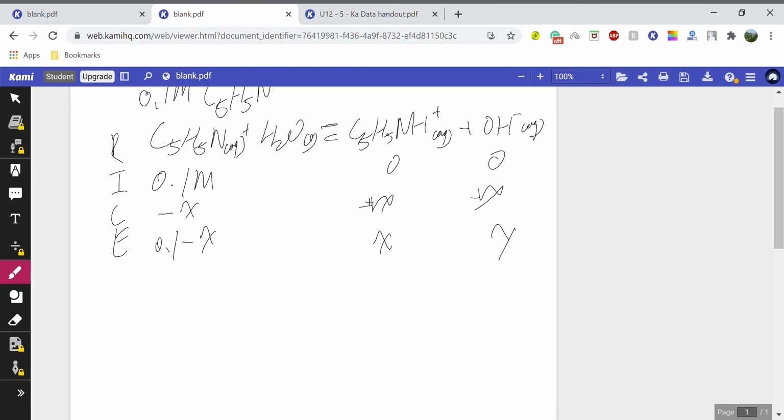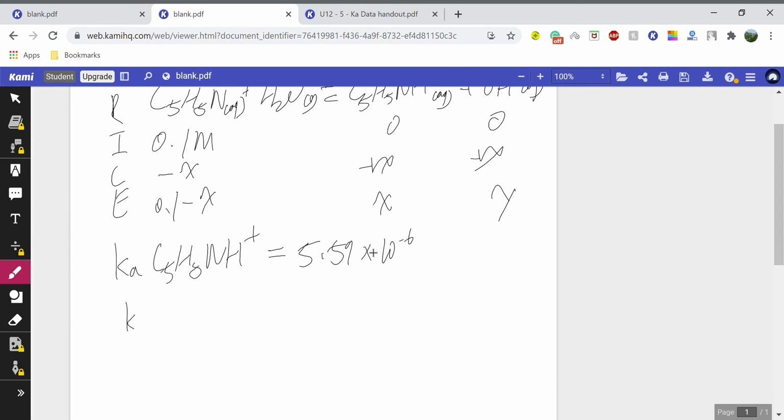Now to do this, we can find the Kb value by using the Ka value of the conjugate acid. So let's go back to this question. Now this is the base, this is acid, this is a conjugate acid, this is a conjugate base. So first, let's find the Ka value for the conjugate acid, C5H5NH plus. And this will be given by our teacher.